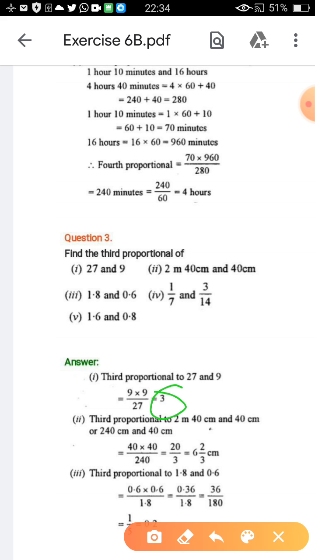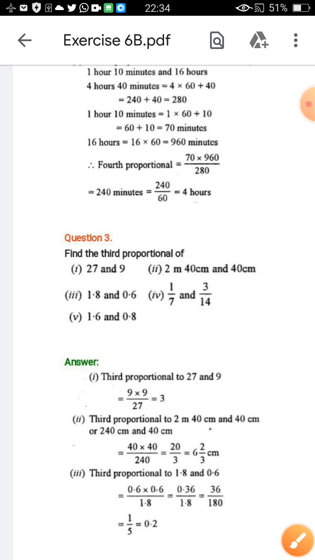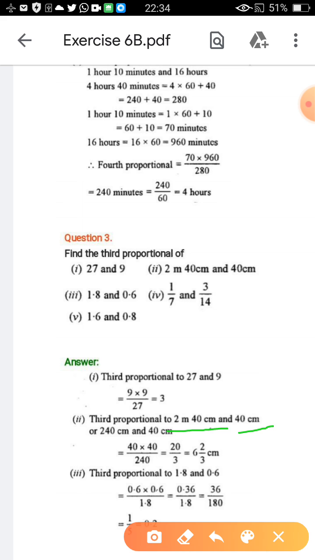Then here also we have to find the third proportional. Third proportional to 2 meter 40 centimeter and 40 centimeter. So here convert it, or we can write the conversion as I have written here. 2 meter and 40 centimeter means 240 centimeter, and the second one is 40 centimeter.